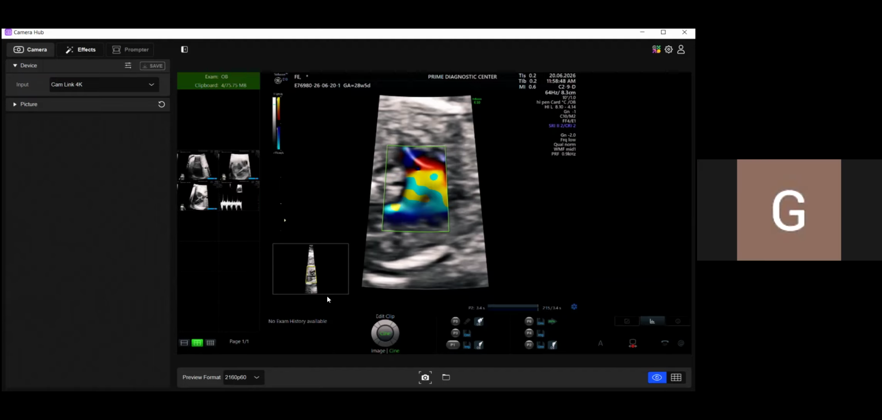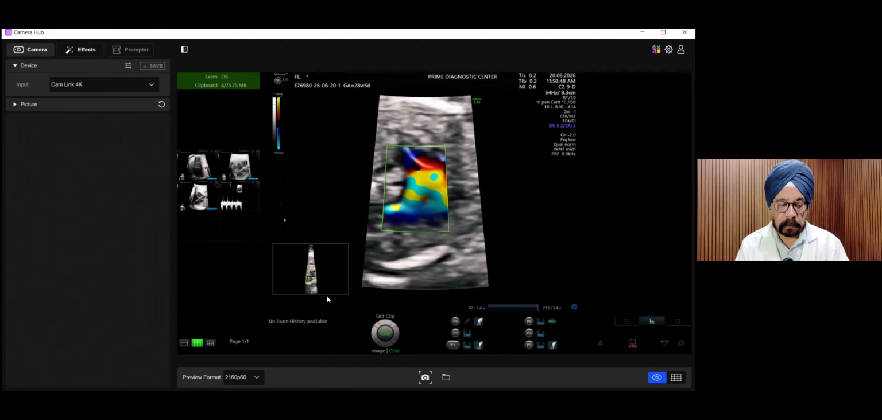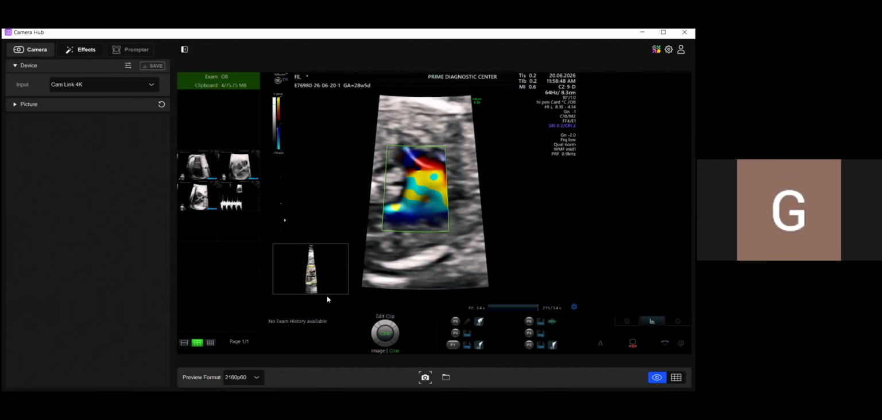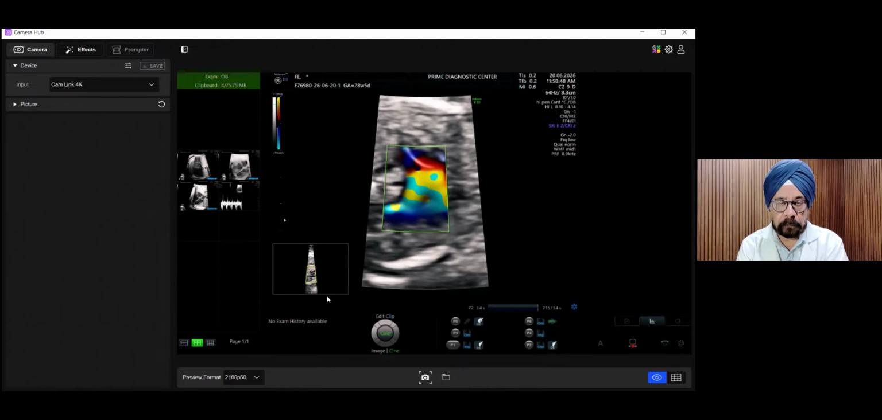Sir, in the previous case, there was a chamber discrepancy. After 28 weeks, normally also there is some difference. So after how many weeks should we pass it as a normal or physiological chamber discrepancy? After 28 weeks, if you do a scan, the RA and RV are normally dilated.